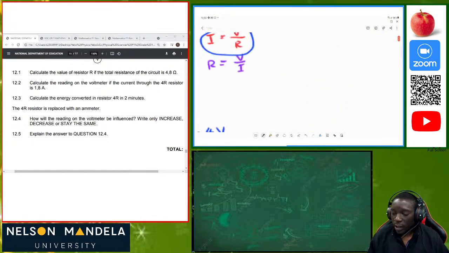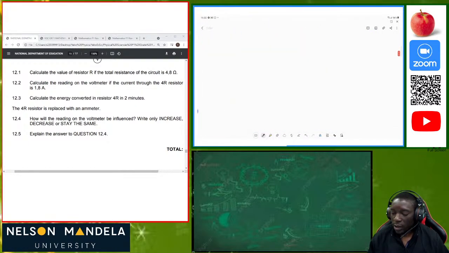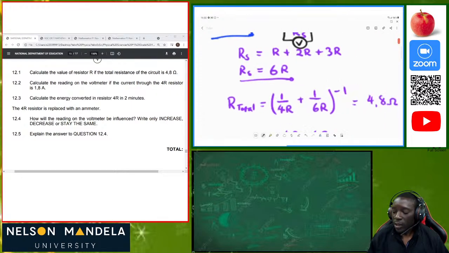So our answer there is decreases. We can say that the voltage decreases. We choose decrease. Explain the answer to the question. So that was the explanation. I'll just go over it again.